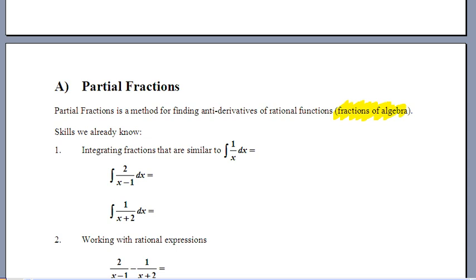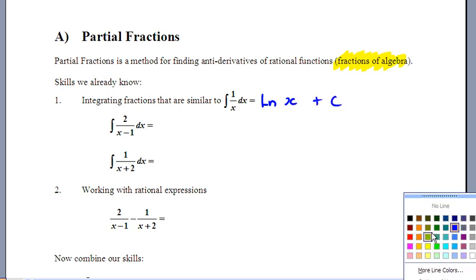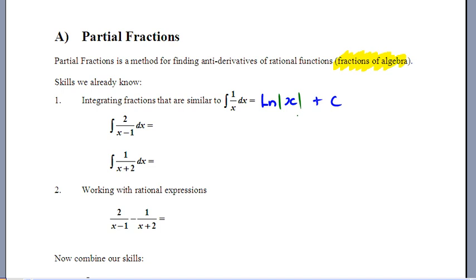In order to accomplish this technique of partial fractions, we have to lean on two skills that we already have. One is integrating 1 over x. It's the only power that you don't do by reversing the power rule. It's the one that turns into ln x. Well, actually, ln x with some absolute value bars, just for safety. Right, so we'll try to remember to put those on all the time.